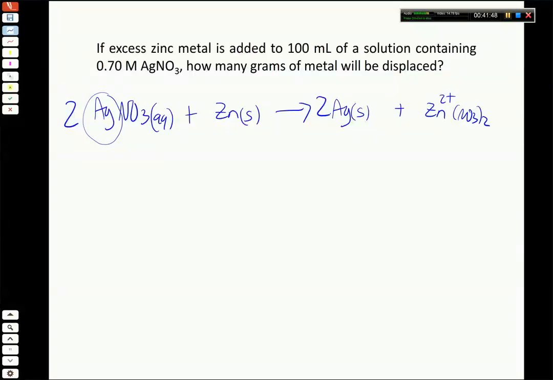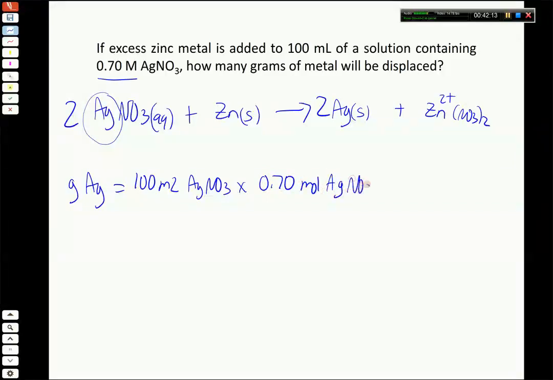But anyway, this is the balanced equation, and from here we just have to figure out how many grams of metal will be formed. The metal that's formed is going to be silver, and we have 100 milliliters of the solution containing silver nitrate. The molarity is 0.7 molar, so that's going to give us moles of silver nitrate. We're told that zinc is in excess, so we don't have to worry about the amount of zinc. We're going to use the moles of silver nitrate, which we get from the molarity and volume, to figure out how many moles of silver can form, and then how much mass that corresponds to.